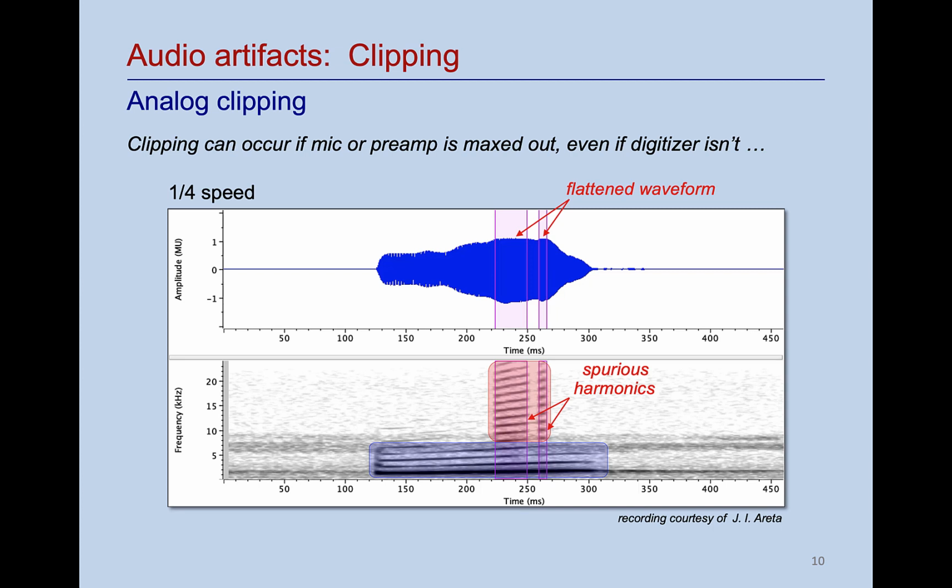When we listen to the recording slowed down to 1/4 speed, we can hear that when these spurious harmonics appear, the sound becomes kind of buzzy or distorted sounding as a result of the clipping. Let's listen to that again.